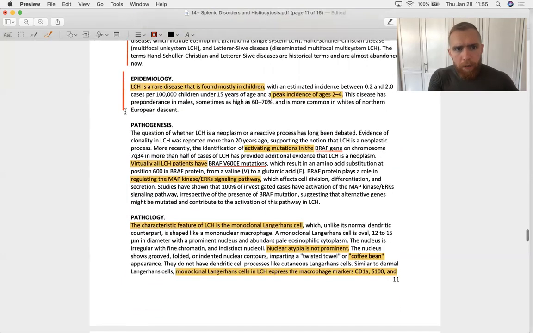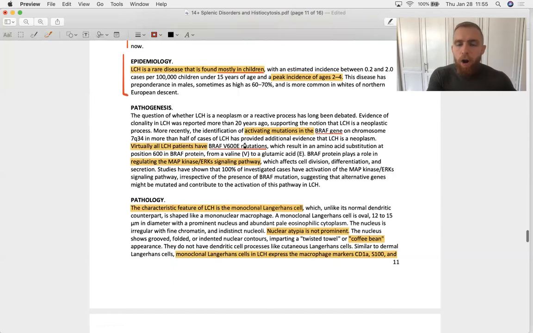So again, you want to know that LCH is a disease of children for all purposes of the test question. You can see it in adults. It's much, much more rare. There are subtypes of this disease. I won't get there quite yet because first we talk about pathogenesis.